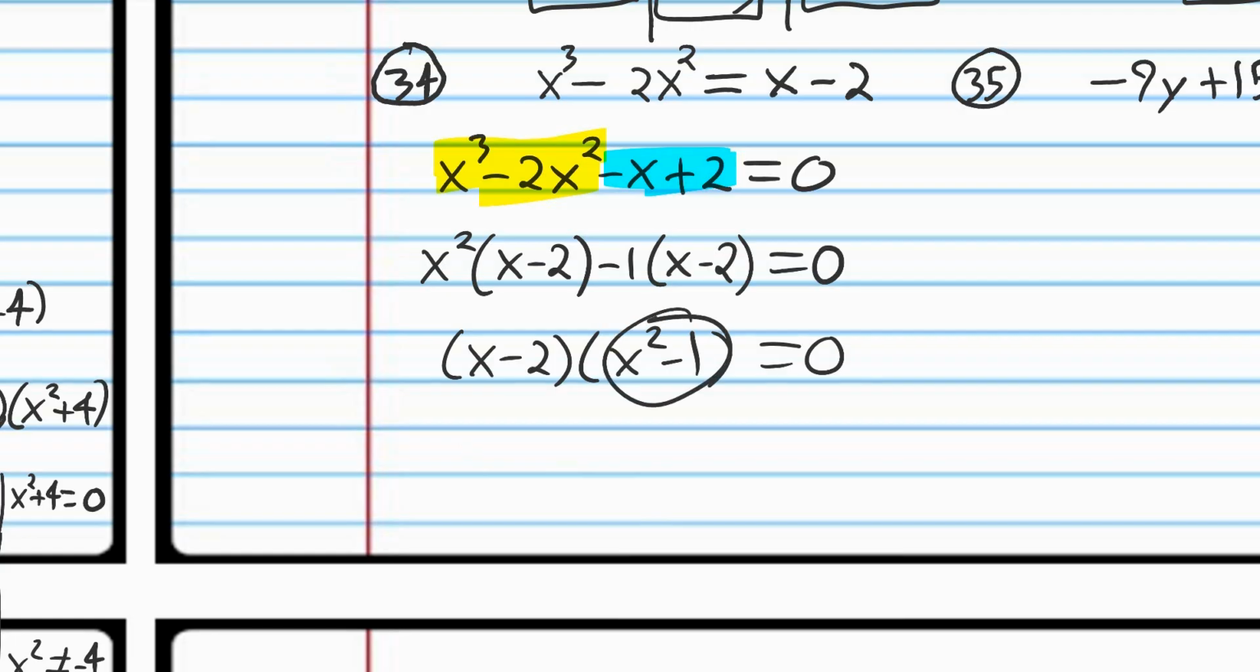So this is the difference of 2 squares. So we're going to go ahead and factor that. What number times itself is equal to 1? Obviously that would just be 1, and you put your plus and minus sign.